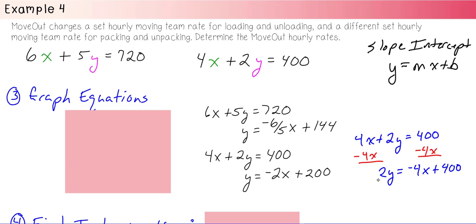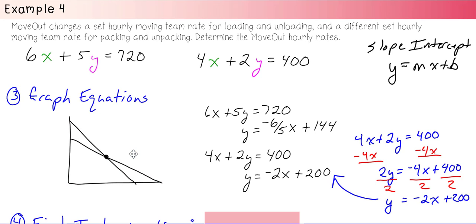And then we want to divide everything by 2, and we wind up with the equation y equals negative 2x plus 200. And that is how we got from standard form into slope-intercept form. And then you would simply graph it, and just a rough graph would look something like this.